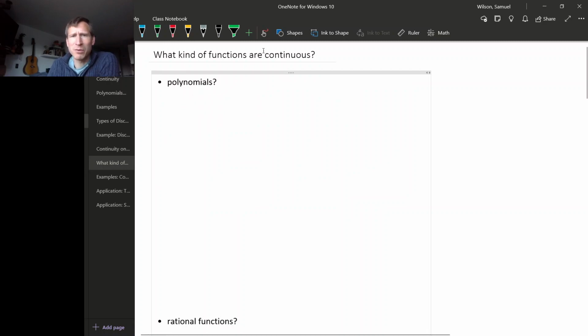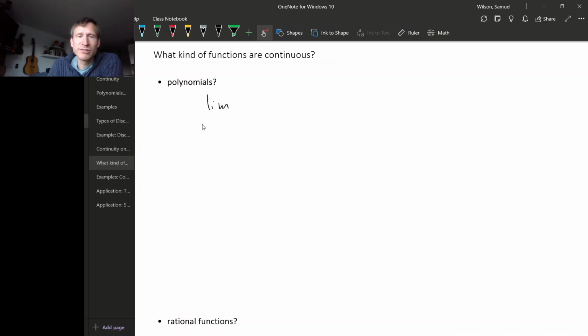So first of all, what about polynomials? Well, we noted in an earlier video that for polynomials, no matter what x value a we're talking about, the limit of every polynomial is the same thing as just plugging in that x value. So that means that polynomials are continuous at every real number a. So that means polynomials are continuous. In other words, they're continuous on their whole domain. So yes, polynomials are continuous.